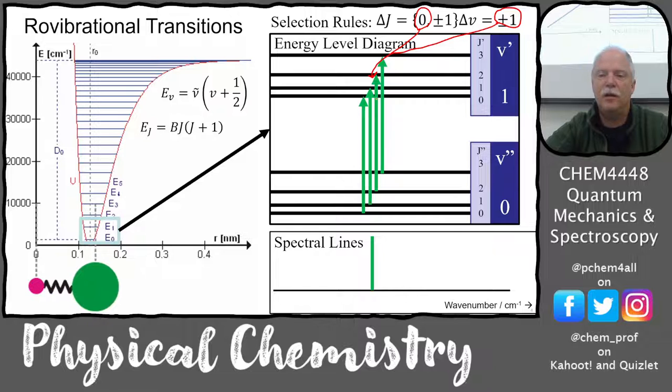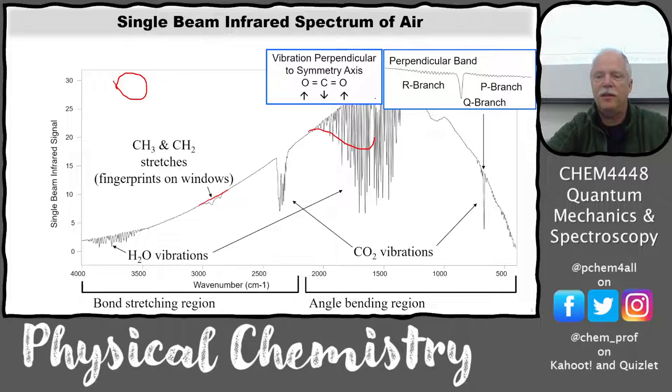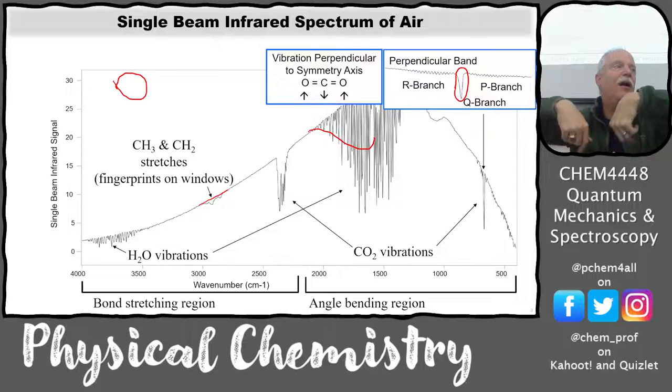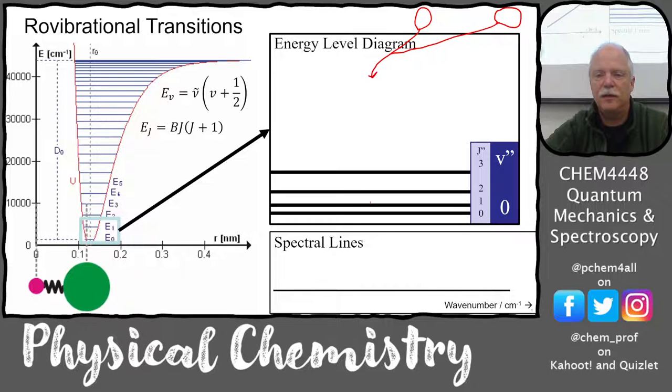And let me back up, I'll show you the Q branch on the CO2. See right here, this really tall peak? That's the Q branch. That's the delta J equals 0, and that's the vibrational difference in that molecule. See how much taller it is than all the other rotational lines? I say tall, but these are absorbing and the peaks are going down because we're using a single beam spectrum. Okay, so here we go back to this.